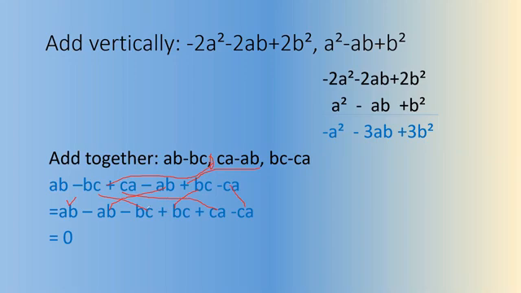What you have done is arranged the same variables together. Now plus AB minus AB cancel. Minus BC plus BC cancel. Plus CA minus CA cancel. Just like plus 1 minus 1 is cancelled, in the same way plus AB minus AB cancel. So we get the answer 0.